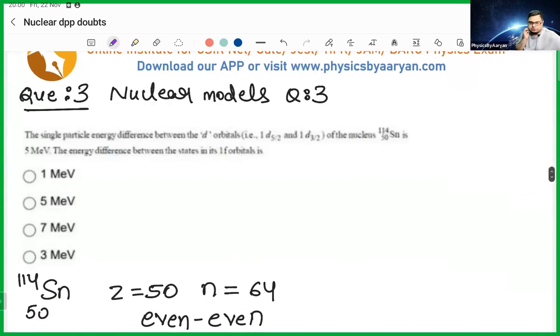Then we go for the third question, which is on nuclear models. Question number 3.